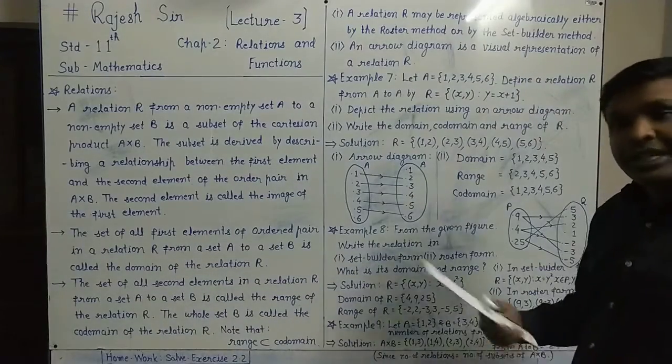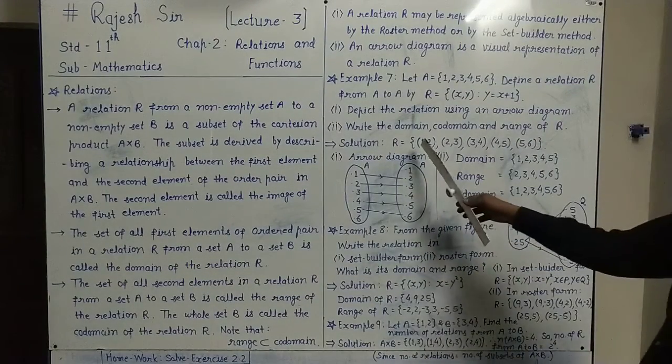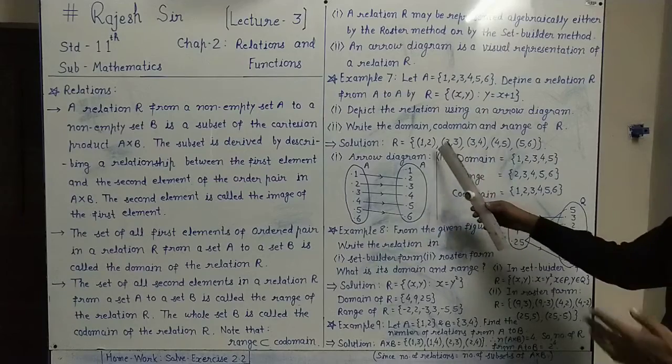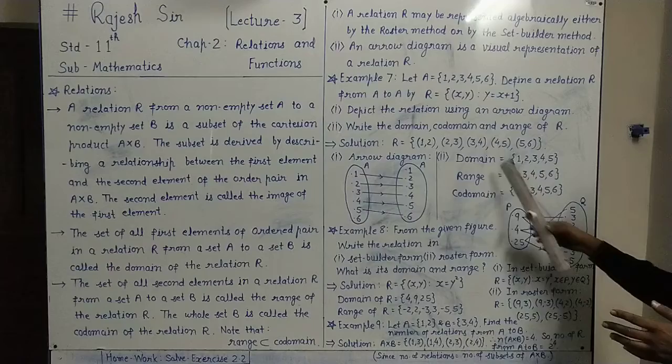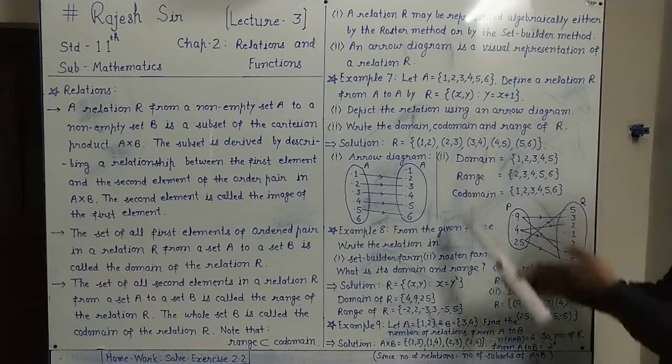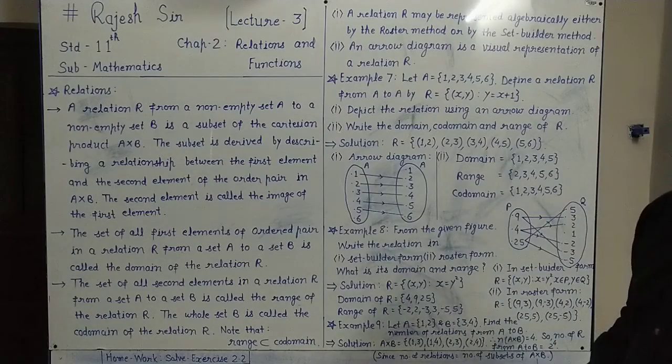So the set of second elements we have to write from the relation. In the relation the second elements are 2, 3, 4, 5, 6. So that set of second elements, 2, 3, 4, 5, 6, is called the range of the relation.